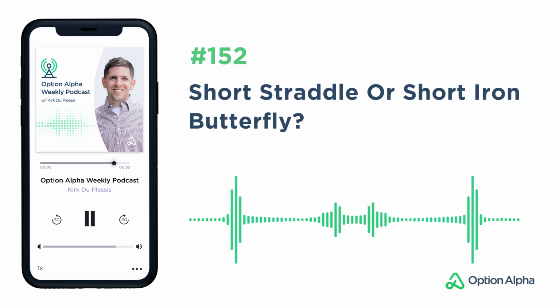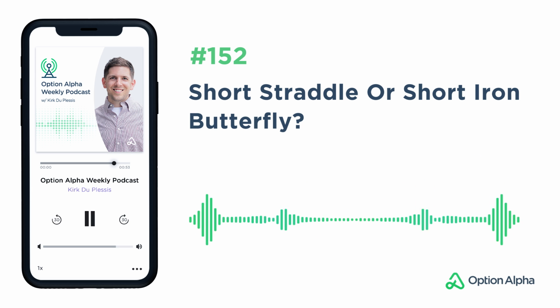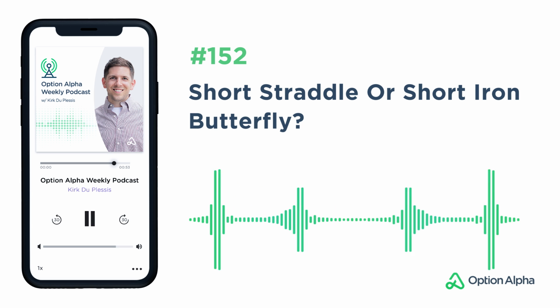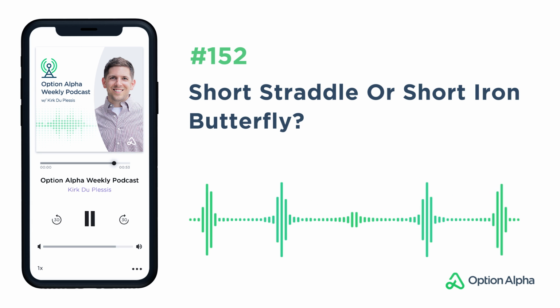Now, of course, it's one and the same, right? So a short straddle is the same as a short iron butterfly in that a short iron butterfly is composed of a short straddle with outside protection. So they're one and the same. They're synthetics. They act very similar to one another in many cases, but there are little differences that we should go over that will help you.